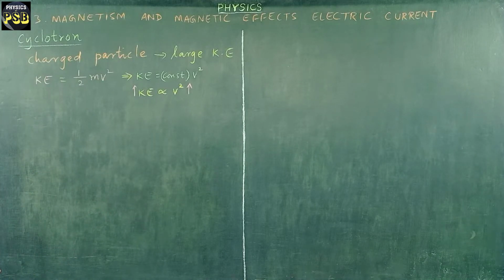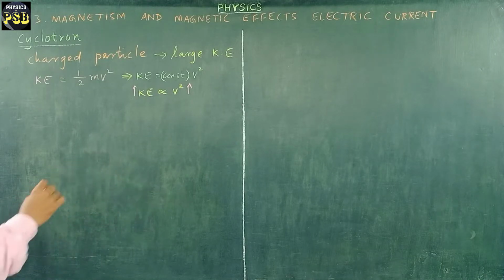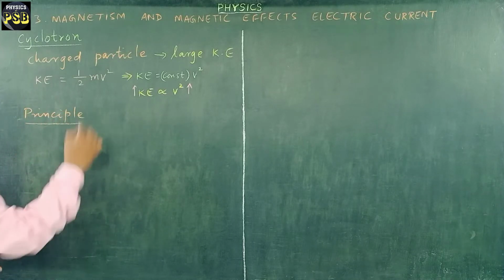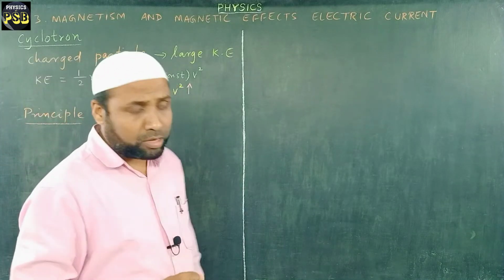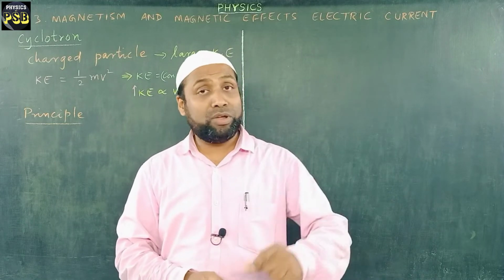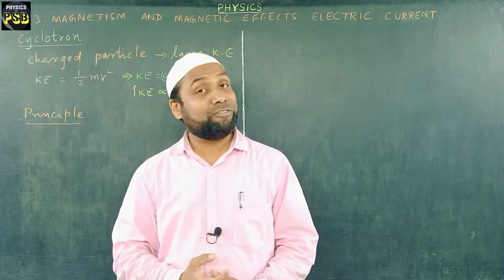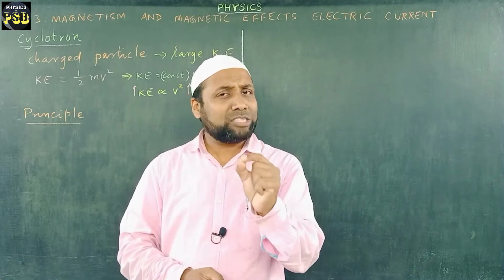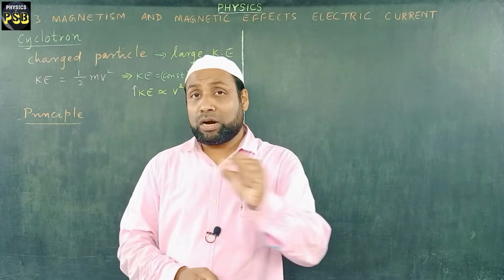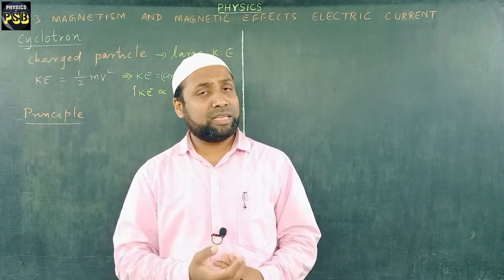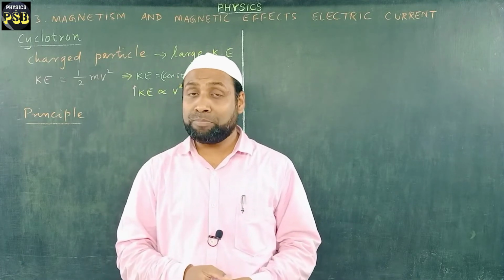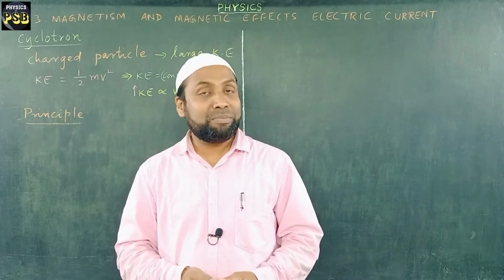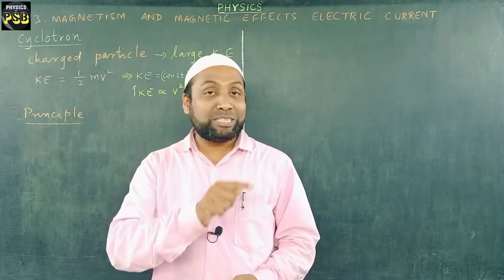Now, how does it work? Cyclotron works on the principle that, as we have learned, whenever a charged particle moves in a magnetic field, it experiences a force. We call that force Lorentz force. It's otherwise known as magnetic Lorentz force. When the charged particle moves perpendicular to the magnetic field, it experiences Lorentz force, and that Lorentz force makes the charged particle move in a circular path. So simply we can say the Lorentz force provides centripetal force, because of which the charged particle starts moving in a circular path.